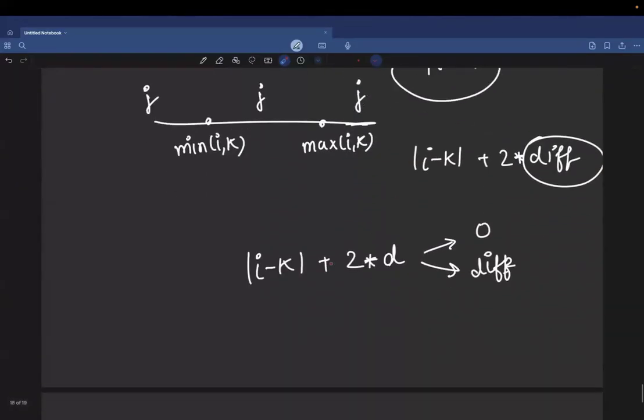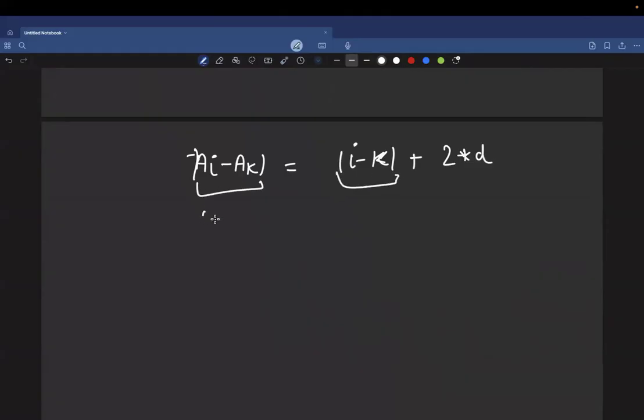So your new equation, ai minus ak equal to I minus k plus 2 into d, has this thing as constant, this thing as constant. If you know about the value of I and k, let's say you are running two for loops for I and k, so you have fixed values of I and k again and again. So you would be able to get these constant values. This is also a constant. So in that way, you will be able to get some value for d.